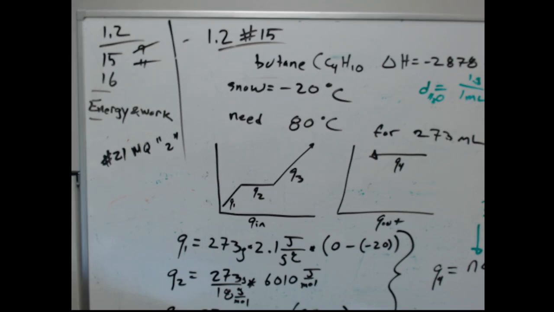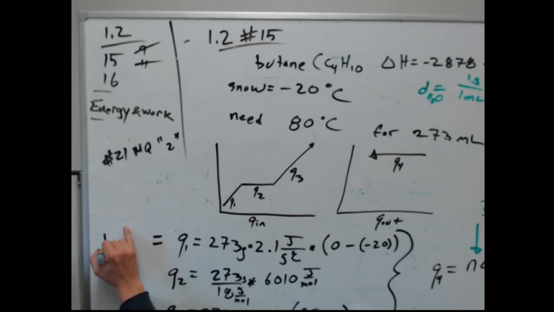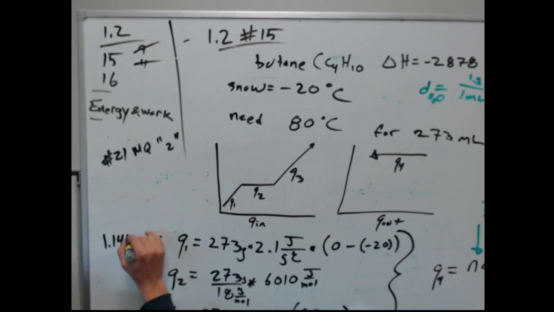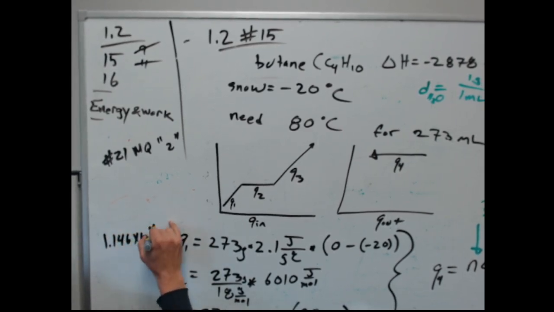So let's still finish it off, if I can find a calculator. Let's get these numbers. 273 times 2.1 times 20. I'll just put the numbers over here so it's less cluttered. That's going to be 1.146 times 10 to the 4.